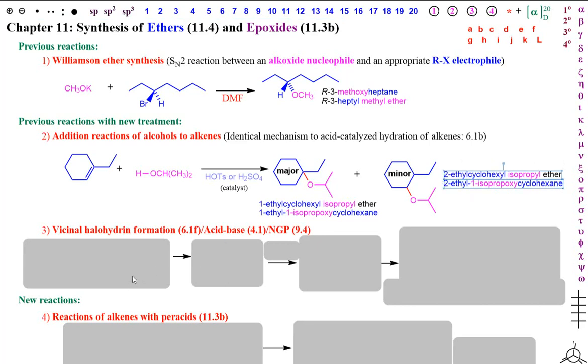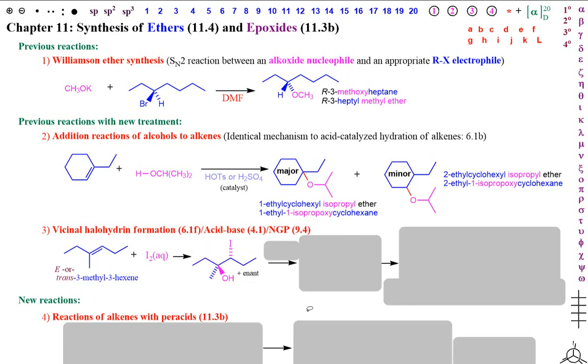Moving on. We can form a vicinal halohydrin as we did in section 6.1f by reacting an alkene with a halogen in water. Iodine, bromine, or chlorine, and you get a vicinal halohydrin, an enantiomer with the Markovnikov O on the more substituted carbon because it's more electronegative, and the less electronegative I on the less substituted carbon. And they are anti to each other because there was a triangular iodonium intermediate formed in the mechanism, and water did a backside attack on that.